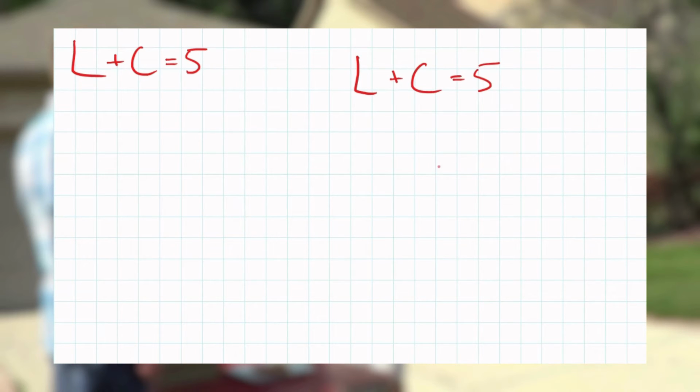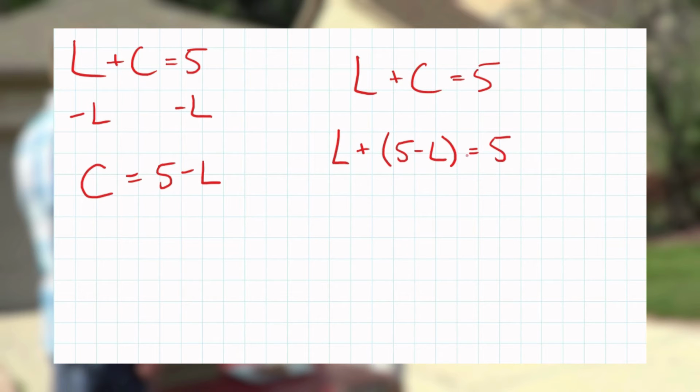You can probably already recognize that this system is linearly dependent, but we'll try to solve it anyways. So first, we're going to subtract L from both sides of our first equation. This gives us C equals 5 minus L. Once we have this, we'll plug it into our second equation and solve for L. So we have L plus the quantity 5 minus L equals 5. Now we'll add like terms together and we get 5 equals 5.